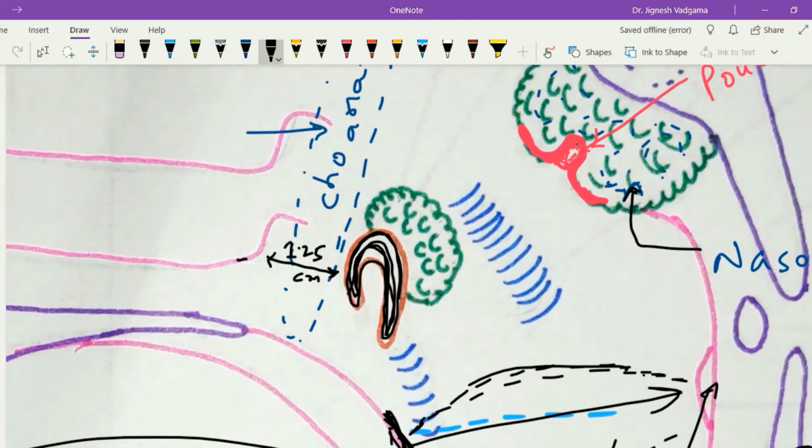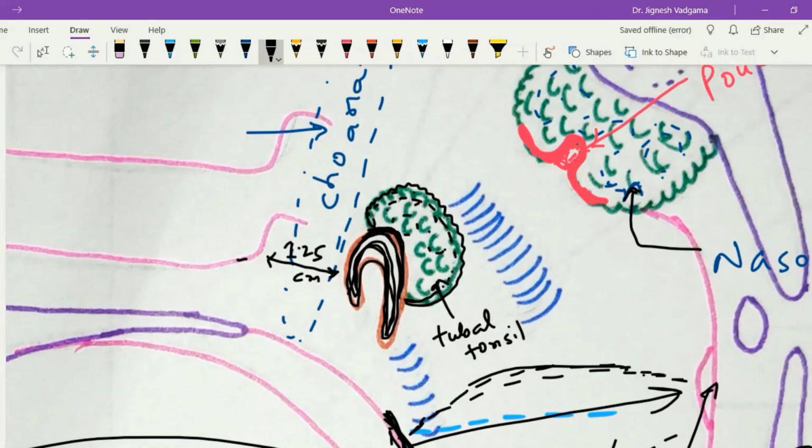Now just above the opening, one glandular tissue is present, covered with the mucous membrane, and this elevation is called the tubal elevation, and within this tubal elevation the tubal tonsils are there. This tubal elevation covers the auditory opening from the upper border and the posterior border.